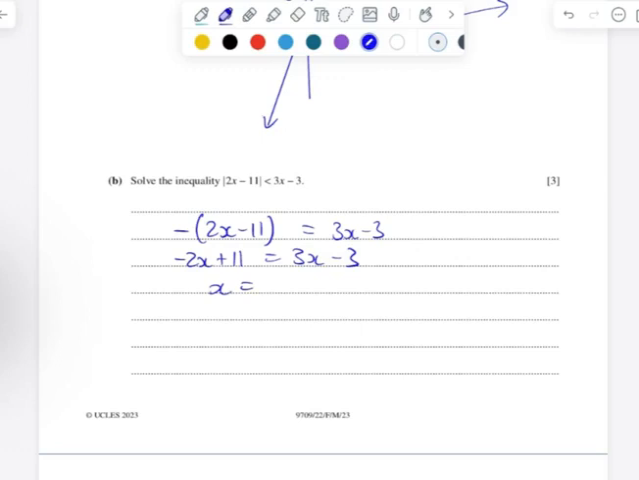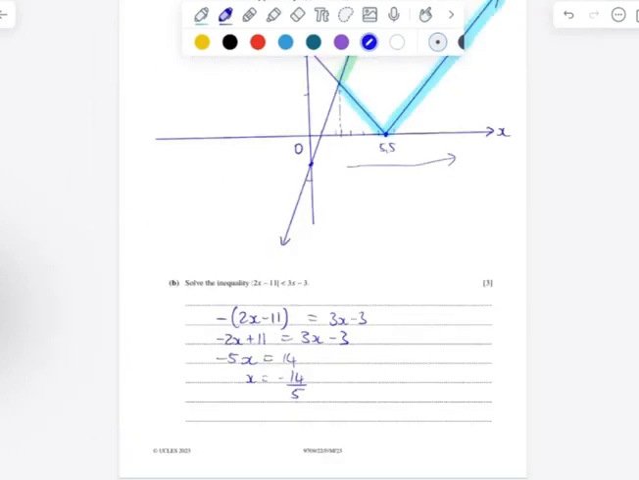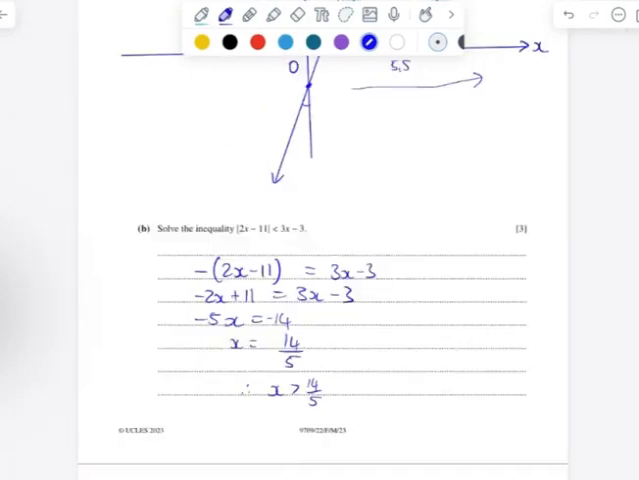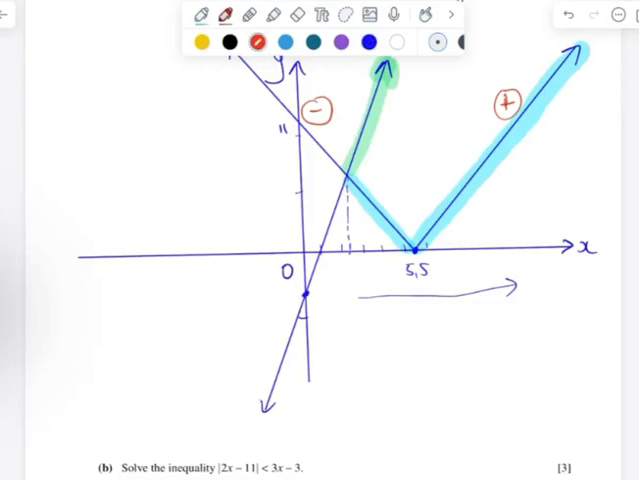So that becomes minus 5x equals minus 14. Okay, so these cross at 14 over 5. So I know that x must be greater than 14 over 5, because I know that my answer is this point and everything more than that.